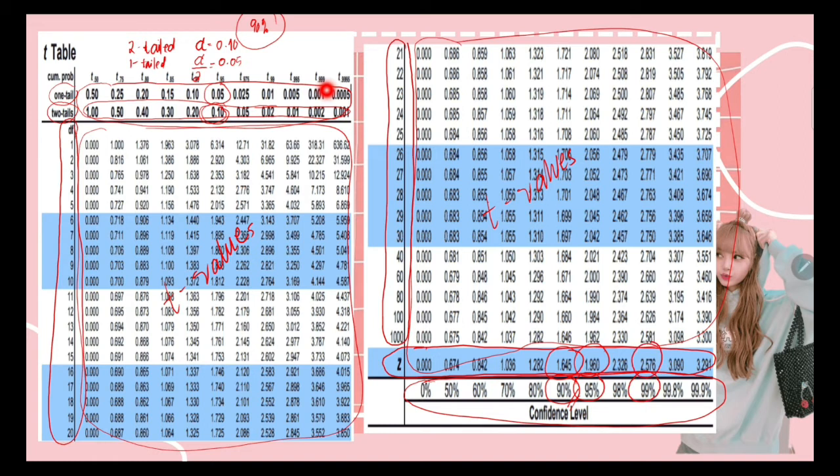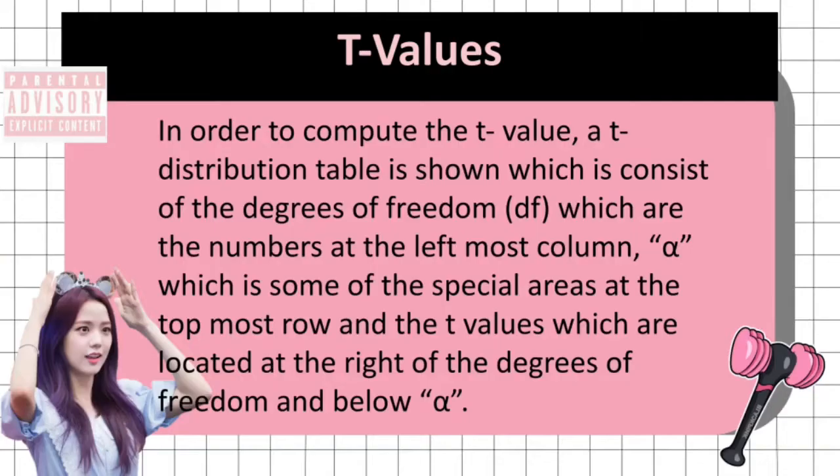Okay, dito rin po makikita o matatagpuan ito sa ating t-table. Now, how do we determine the t-values or the critical values? In order to compute the t-value, a t-distribution table is shown, which consists of the degrees of freedom, which are the numbers at the leftmost column, and alpha, which is some of the special areas at the topmost row, and the t-values, which are located at the right of the degrees of freedom, and below alpha.